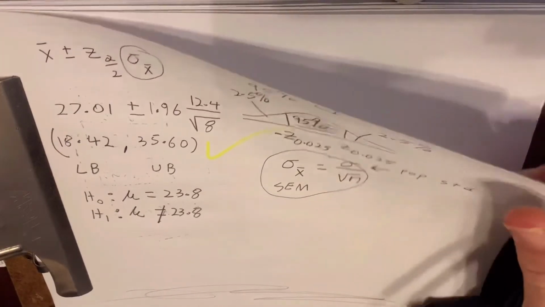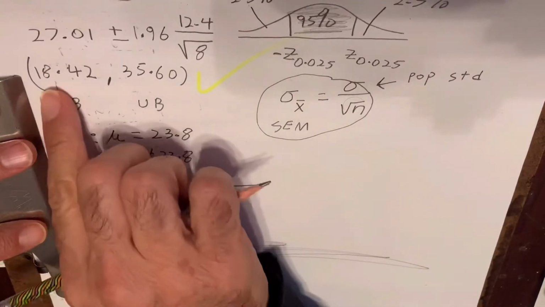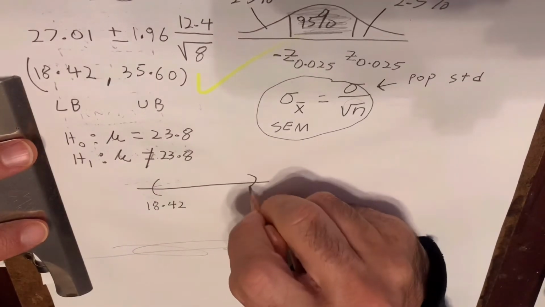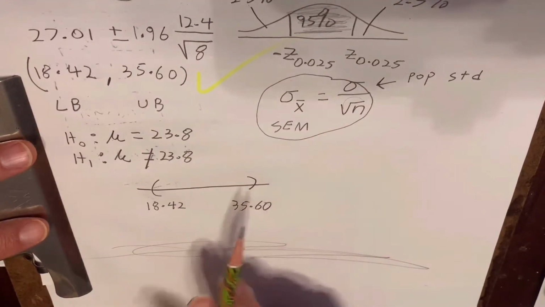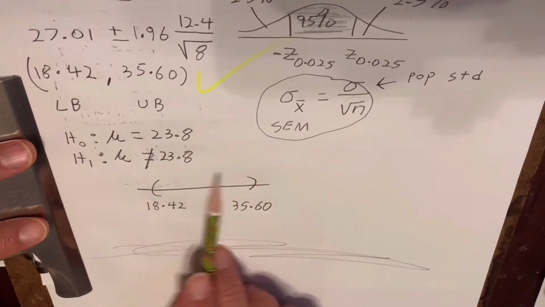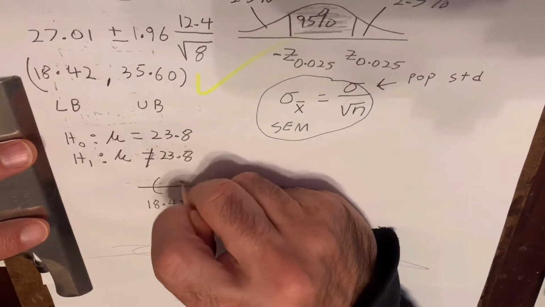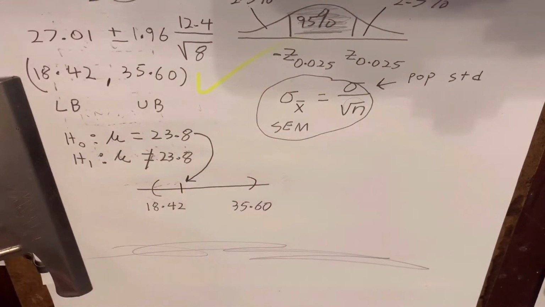All right, so how do we do this? Well, it's a really simple thing. You draw a little number line, and you put the lower bound in. That's 18.42. And you put the upper bound in. That's 35.60. And then we want to see if this confidence interval captures the hypothesized mean of 23.8. And this 23.8 is about here. Right, that's your 23.8.